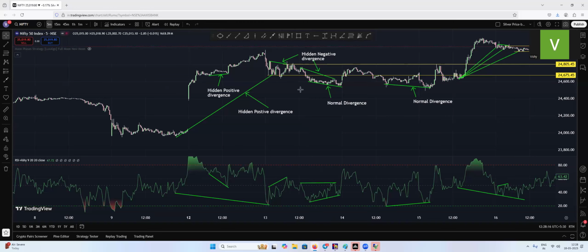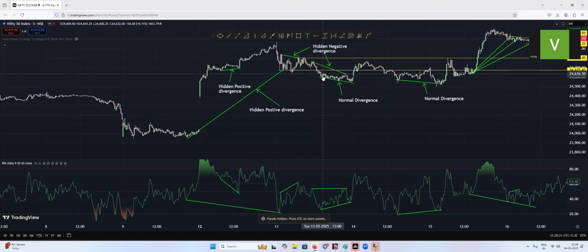So if you see this area, the price was going lower low. It was making lower lows, whereas RSI was making higher highs. Okay, so this is normal positive divergence. Whenever this happens, price tends to move up. So next, price tends to move up.